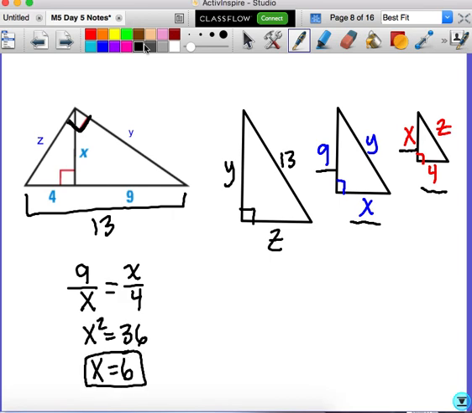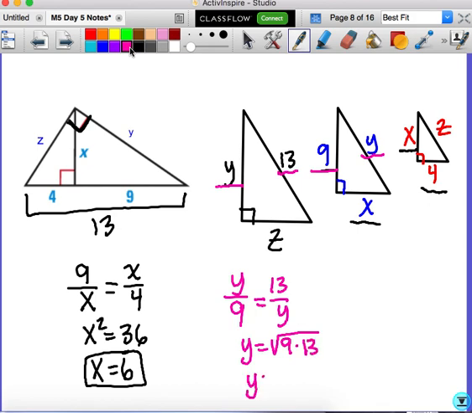When I'm solving for y, I notice there are no y's in that far right figure, so I'm going to ignore the far right figure for a moment, and I'm going to set up y over 9 equals, I don't want to pick this side because it's also a variable, so instead I'm going to say 13 over y, cross multiply, and instead of multiplying those two numbers, I've got 9 and 13, but 9 is a perfect square, so 3 square roots of 13.